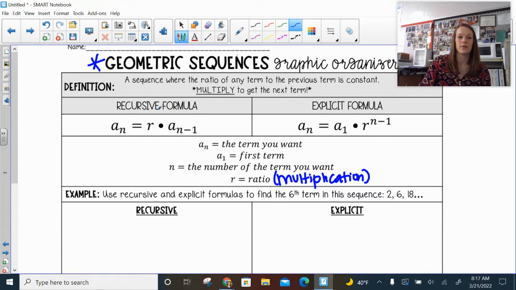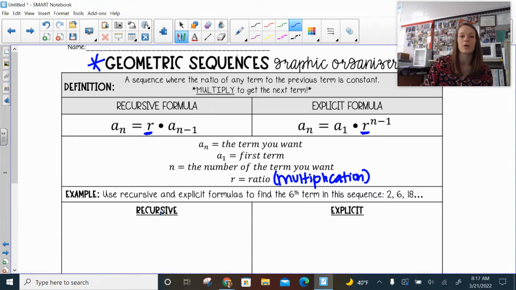So again, we also have a recursive formula, and we have an explicit formula again. They look very similar. The main difference in both of them is we have an R now. And so that R stands for your ratio. What are you multiplying by to get from one term to the next?